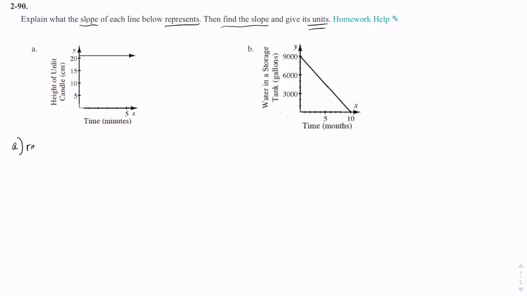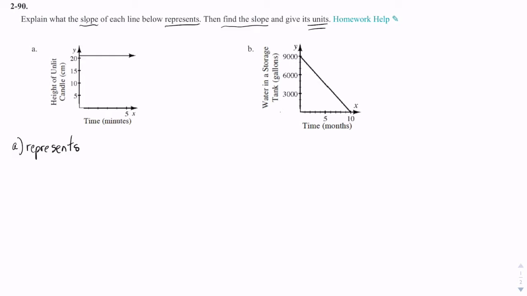So for A, if we look at this, the y-axis is the height of an unlit candle in centimeters, and the x-axis is time. So if a candle is not lit over time, the height is just going to stay the same. It's not going to shrink, and that's what this graph shows.